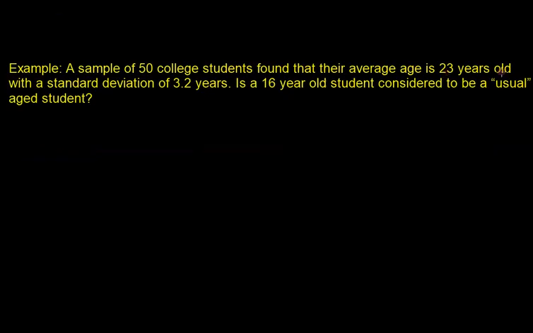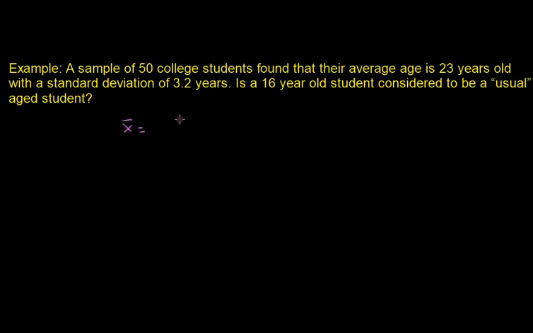We have a sample of 50 college students. We found that their average age is 23 years old with a standard deviation of 3.2 years. Is a 16-year-old student considered to be an unusual age student? We could actually just find the minimum usual value because this is below the mean, but let's go ahead and find the minimum and the maximum usual value.